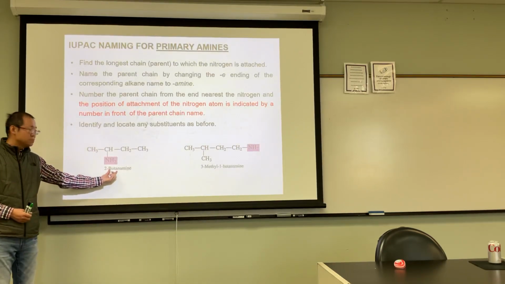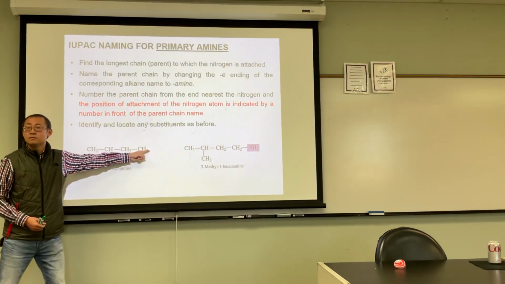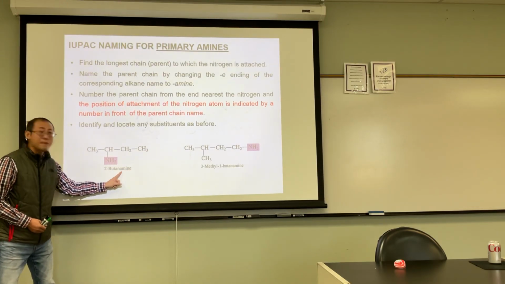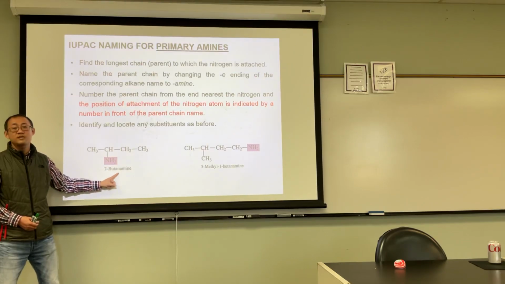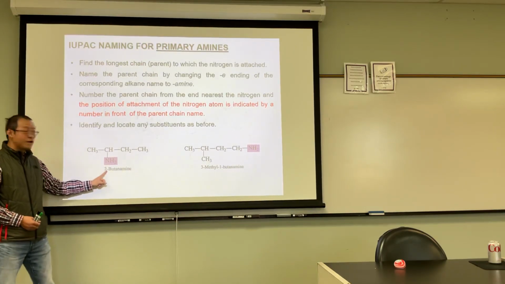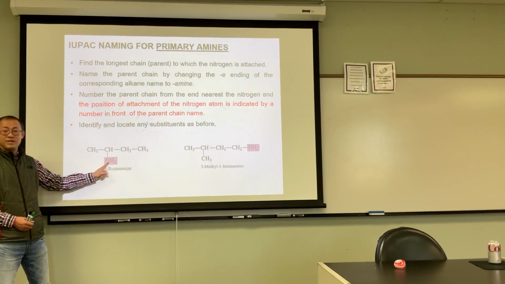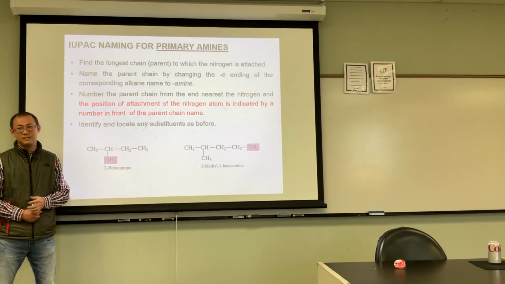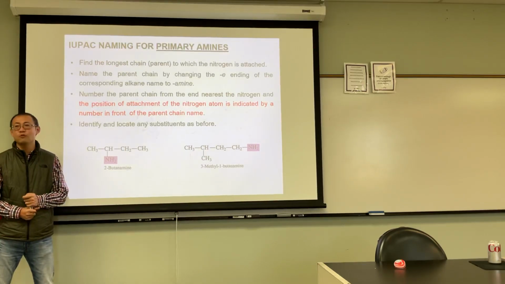Okay, this one, 4 carbons, butane. You drop the E of butane and change it to what? To amine. Becomes butanamine. And then the 2 in front of it tells what? The amine is attached to what? Number 2 carbon. That's it. That's basically the same as alcohols. Does it make sense, guys?